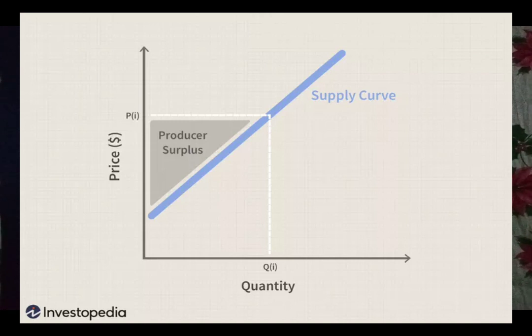The size of the producer surplus and its triangular depiction on the graph increases as the market price for the good increases. It decreases as the market price for the good decreases. There is a special consideration. Producers would not sell products if they could not get at least the marginal cost to produce those products. The supply curve, as depicted in the graph, represents the marginal cost curve for the producer.